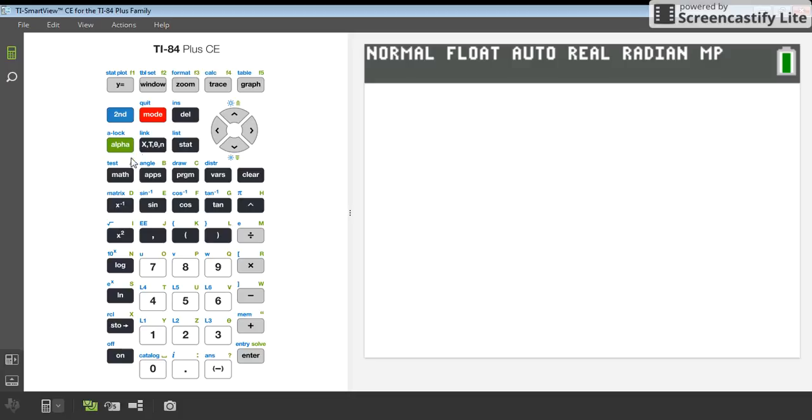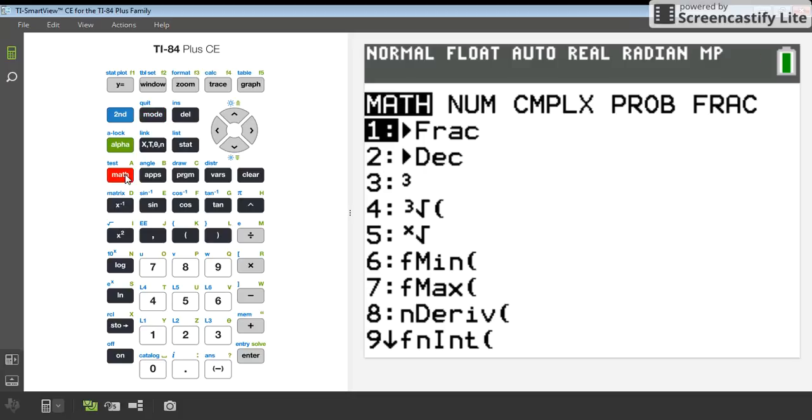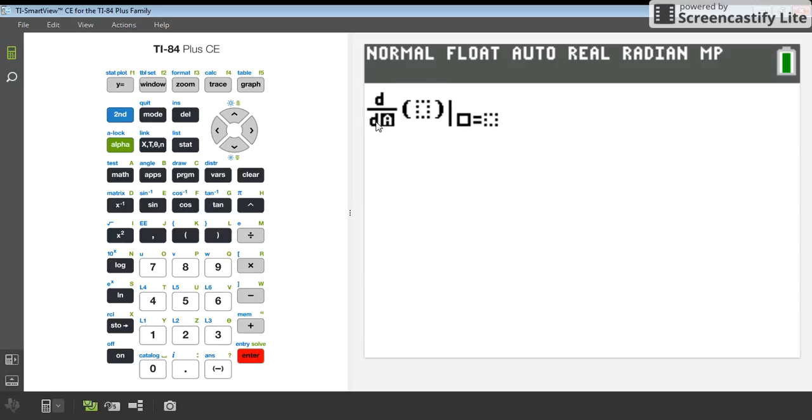If you hit the math button just below the green alpha key, and look down at option number 8, you will see nderiv, which stands for numerical derivative. When we hit that, you're going to see the familiar d/d blank. We want d/dx, so you put an x right there where the blinking A is. And what are we taking the derivative of? Well, I could put x squared in here. Okay, x squared. And we're interested in the derivative of x squared when x is, let's just pick a nice easy number, when x is 1.